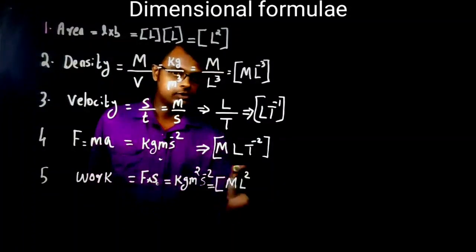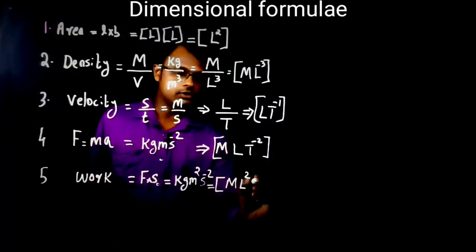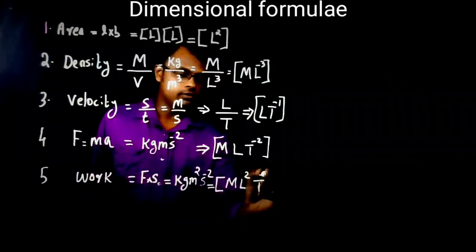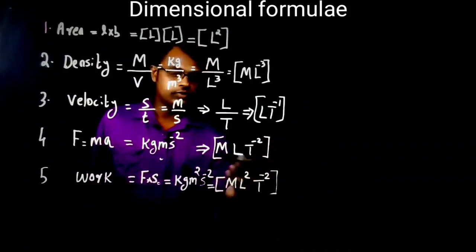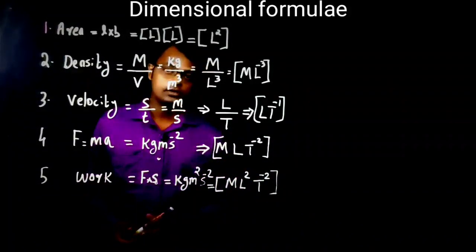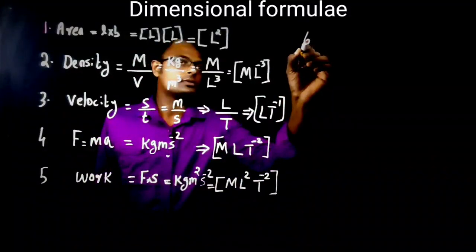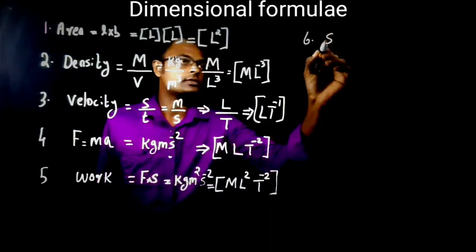S is in time in seconds, so we can write the dimension as capital letter T raised to minus 2. So we can write here minus 2. So this is the way to write the dimensional formula.